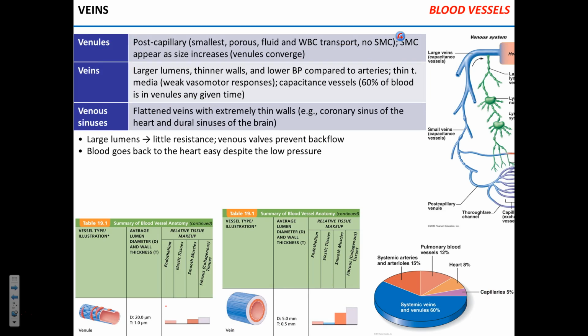Venules, often called post-capillary venules. Smallest vessels, okay? Porous and fluid. White blood cells, plasma can cross venular walls. Okay?